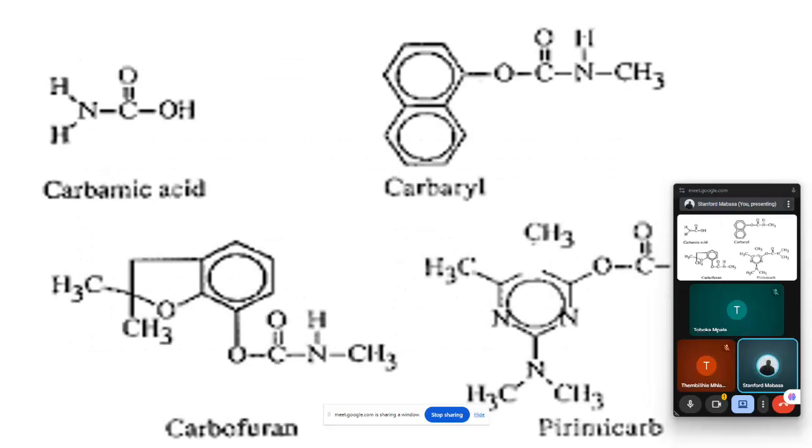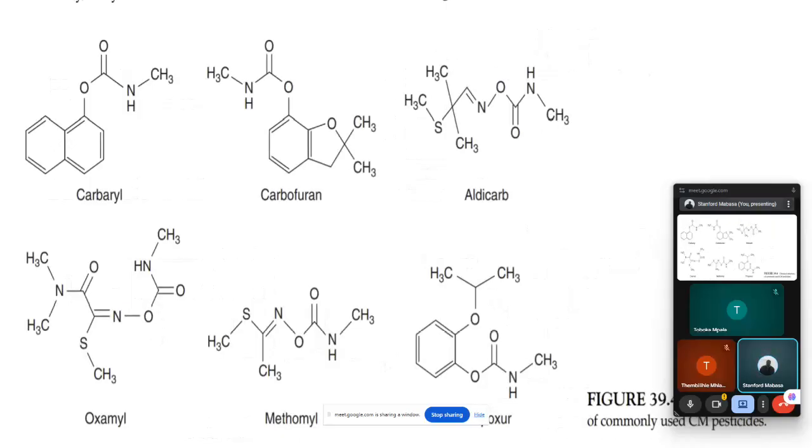So the carbamates are derived from carbamic acid. You have got carbaryl, carbofuran, pirimicarb, also aldicarb, oxamyl, methomyl, and so on. So these are the various carbamates.